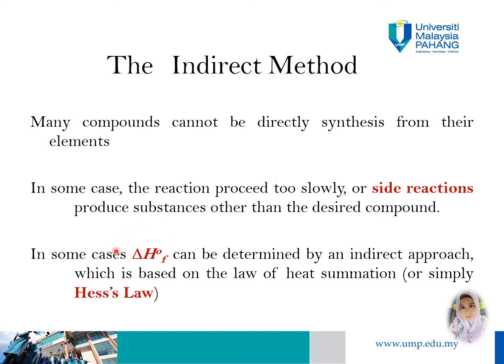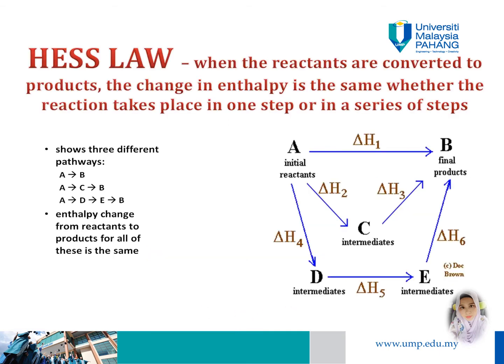We can also measure the delta H of formation or reaction using an indirect method. It is because many compounds cannot be directly synthesized from their elements, and there are side reactions produced during the formation of the products. So delta H of formation can be determined by an indirect method based on the law of heat summation, or Hess's law. According to Hess's law, when the reactants are converted to products, the change in enthalpy is the same whether the reaction takes place in one step or in a series of steps.